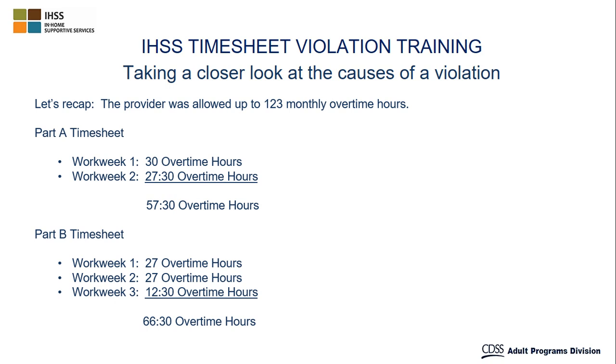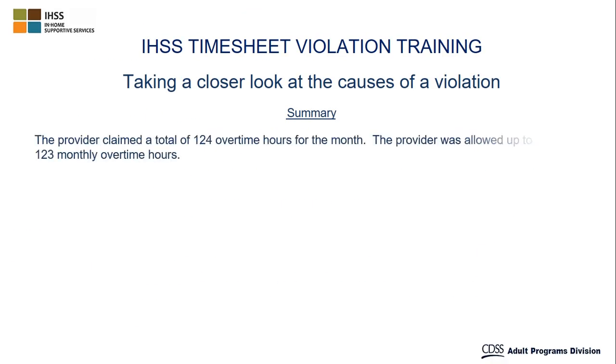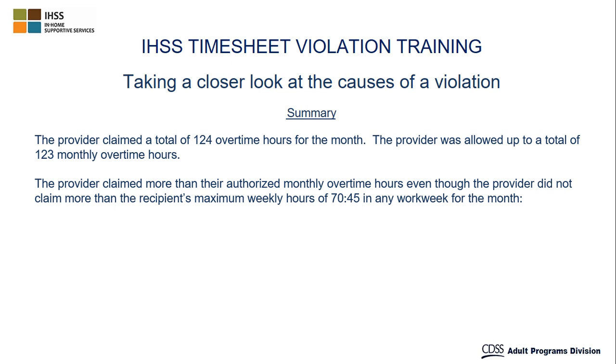The 57 hours and 30 minutes of overtime from Part A plus the 66 hours and 30 minutes of overtime from Part B is a total of 124 overtime hours. The provider claimed a total of 124 overtime hours for the month. The provider was allowed up to a total of 123 overtime hours for the month. The provider claimed more than their authorized monthly overtime hours, even though the provider did not claim more than the recipient's maximum weekly hours of 70 hours and 45 minutes in any work week for the month.